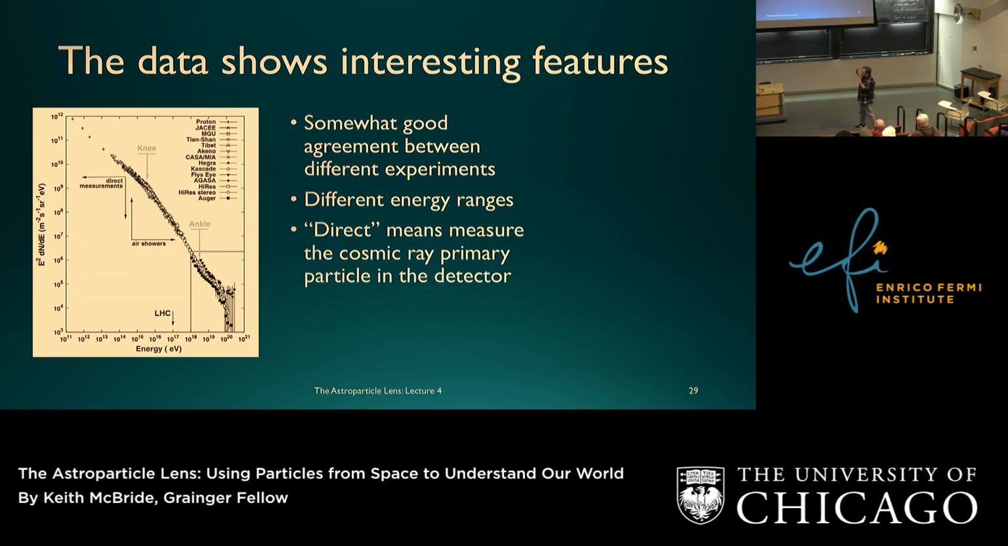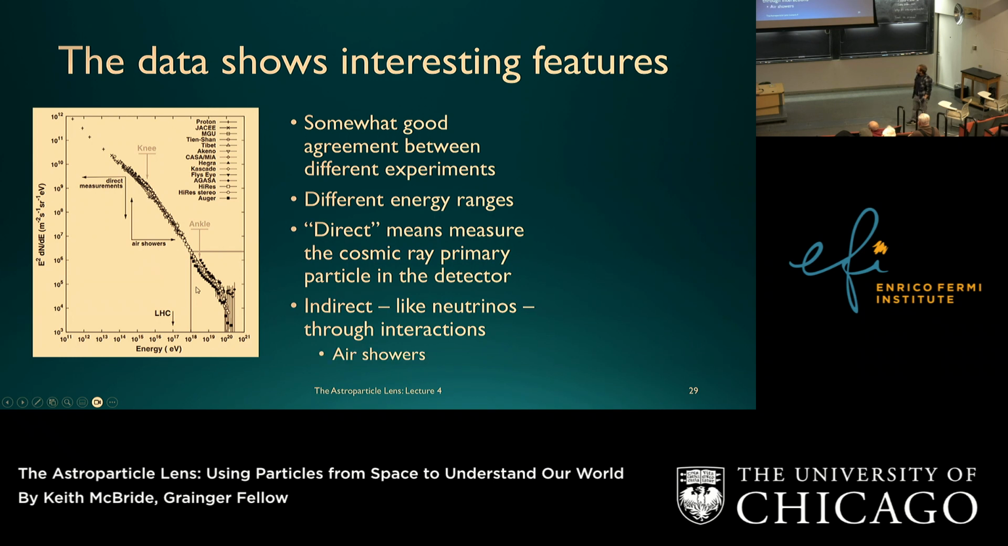And we have direct measurements where we've actually been able to measure those particles in our detectors above the atmosphere, before they've interacted. And then at very high energies, you can never do that, because they're much less frequent. They're so rare. So indirect, just like neutrinos last week, we have indirect measurements of cosmic rays at very high energies. And these are the air showers that I've been talking about.